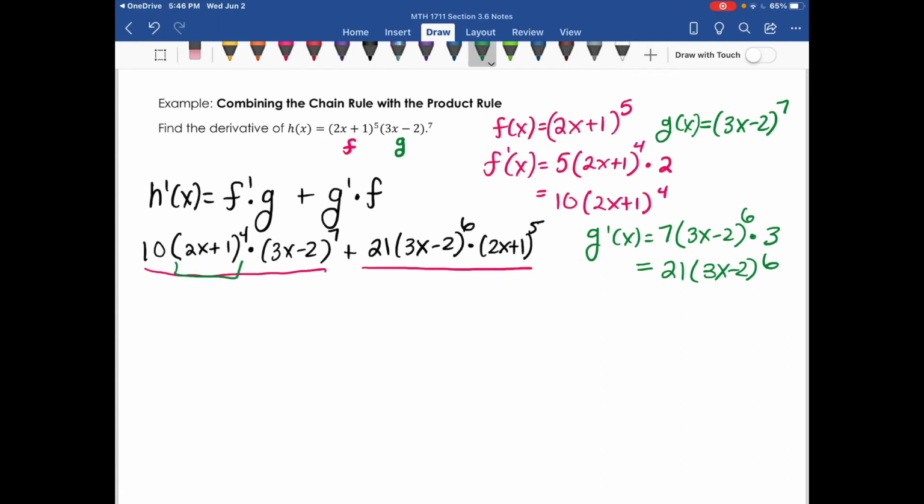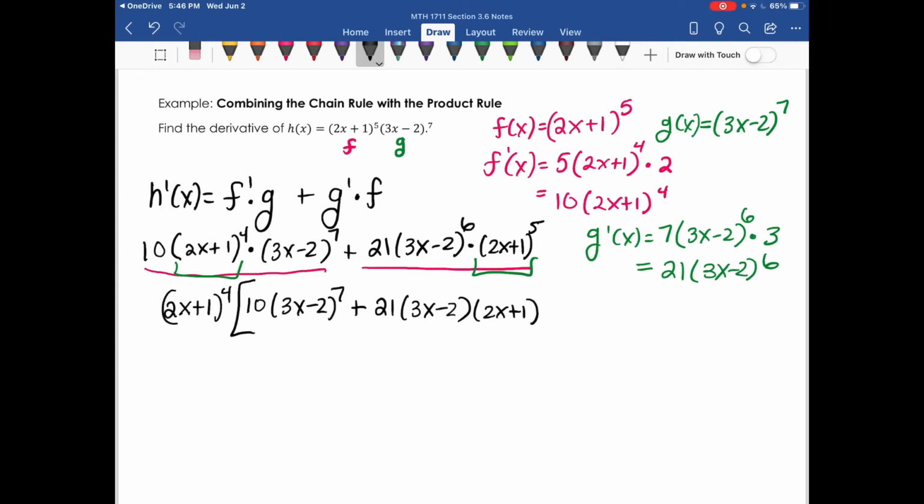So if you notice, in both terms, here's a term, and then I have addition, and then here's a term. And in both of those terms, I have 2x plus 1. One is to the 4th and one is to the 5th. So at most, I can pull out a 2x plus 1 to the 4th. When I pull out 2x plus 1 to the 4th, what's left over is 10 times 3x minus 2 to the 7th plus 21 times 3x minus 2. And then I still have 2x plus 1 left because I pulled out 4 and there were 5.